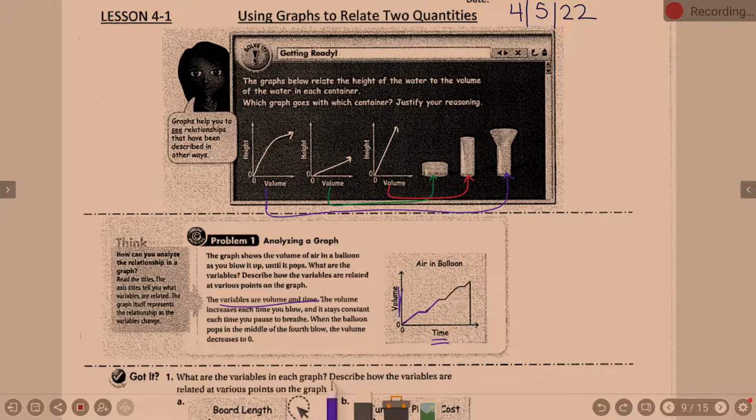We're blowing more air into it, right? We pause and take a breath, blowing more air into it. Pause, take a breath, blow more air into it, and what's that sudden drop? Let it go. I let it go. No. Did you listen to the problem when we read it? The graph shows the volume of air in a balloon as you blow it up until it pops. I said pops. The volume goes from being way up here to nothing because the balloon pops.